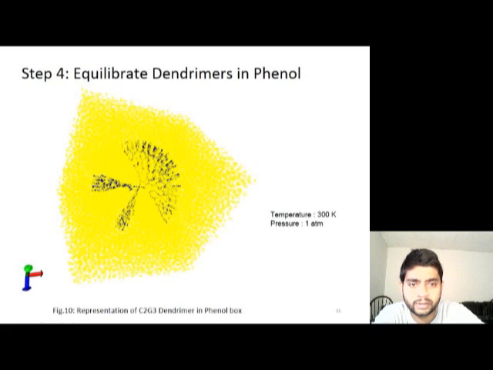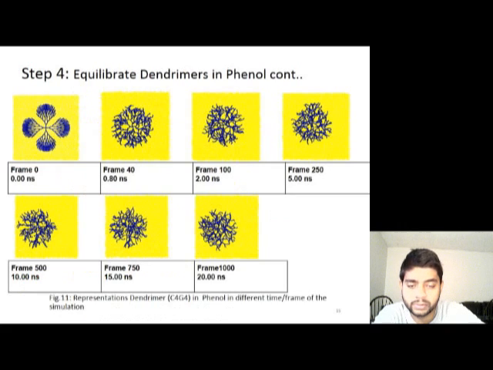Also, we equilibrate dendrimer in phenol. We kept the dendrimer inside a phenol box and let it equilibrate. And we also observe the same pattern, it changes shape over time.